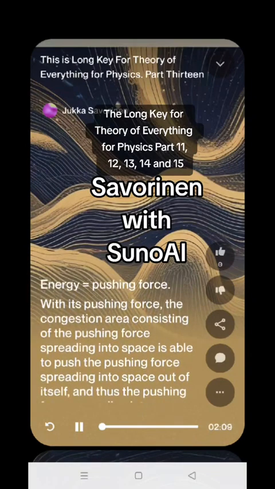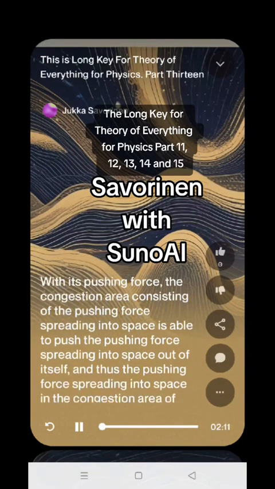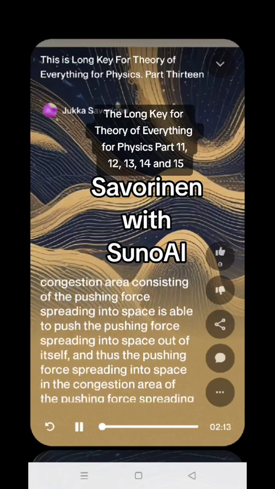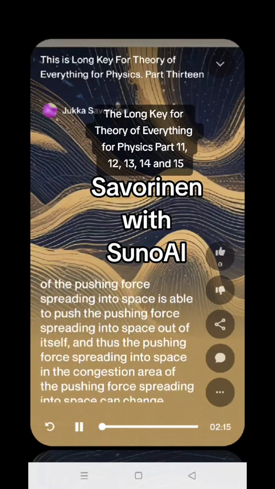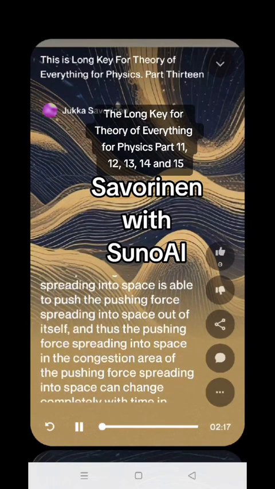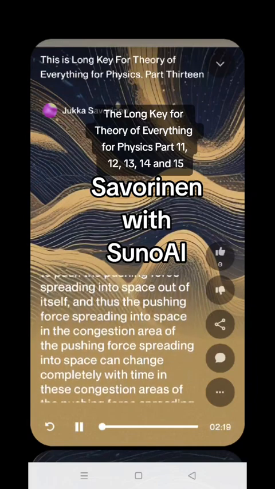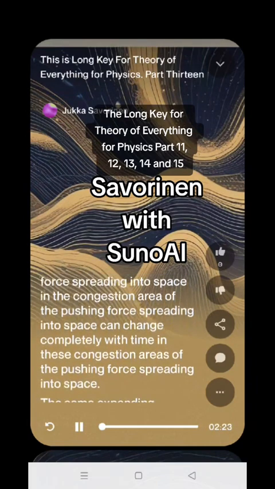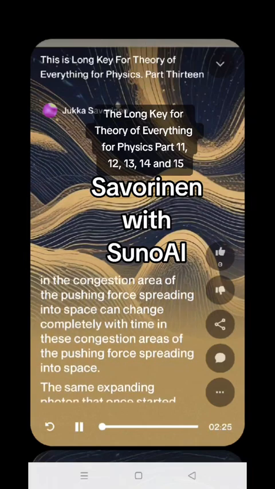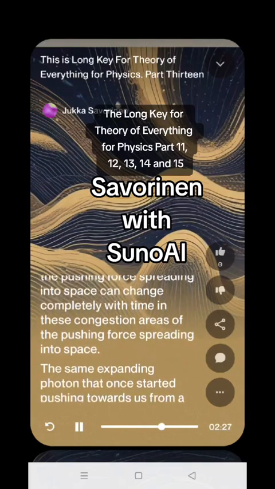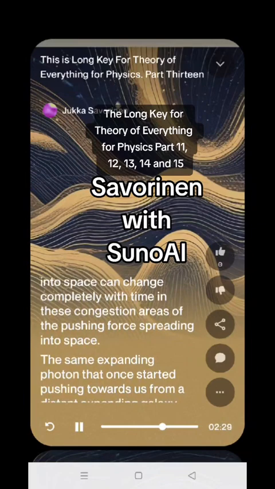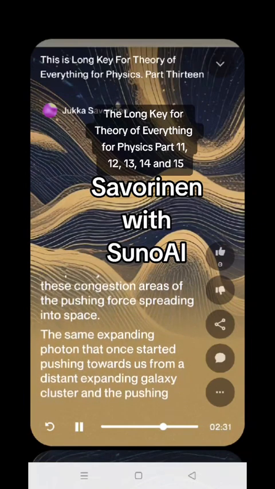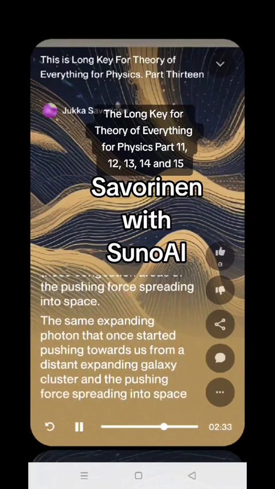Energy equals pushing force. With its pushing force, the congestion area consisting of the pushing force spreading into space is able to push the pushing force spreading into space out of itself, and thus the pushing force spreading into space in the congestion area can change completely with time in these congestion areas of the pushing force spreading into space.